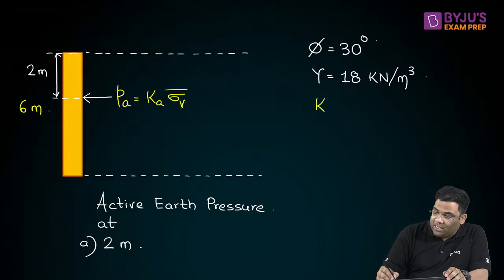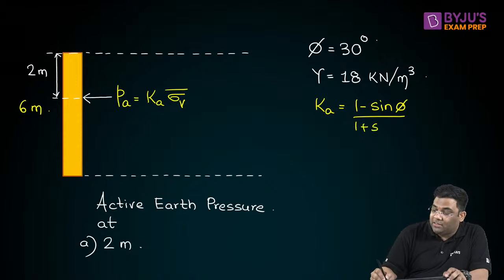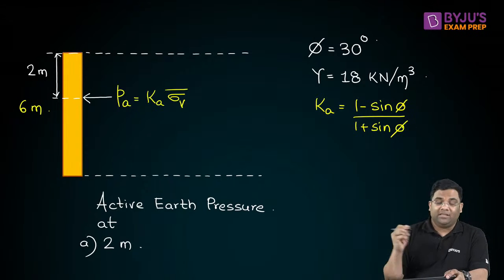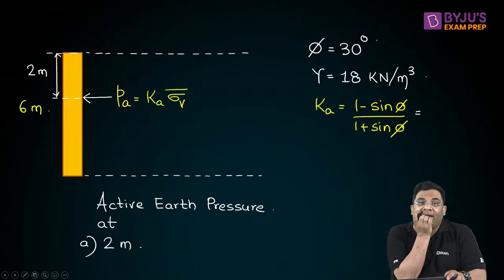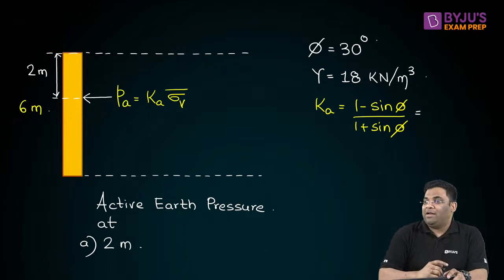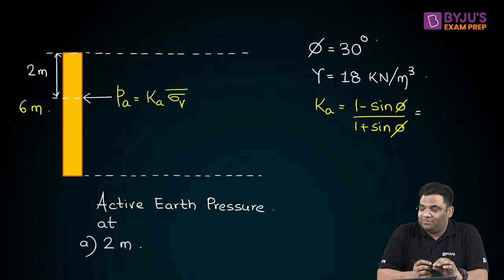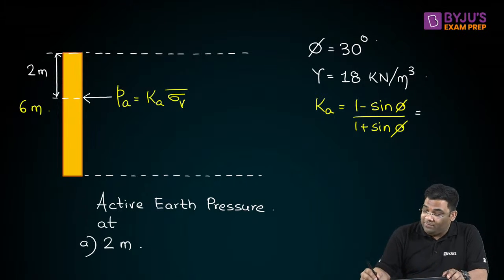Now how much is Ka? Can anybody find out what is the Ka value? Please mention in the comment section. Please find out Ka. 1 minus sine 30 by 1 plus sine 30. It is 1 by 3.